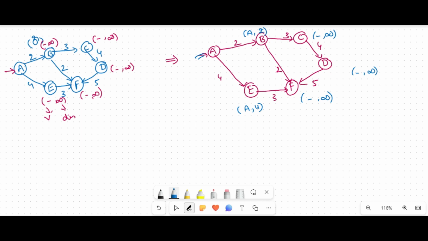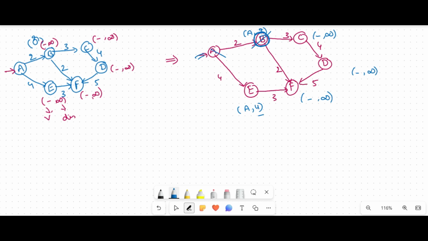Now see the distances. Here it is 2 units. Here it is 4 units. Which one is the shortest distance? 2 units. That's why we will visit this B vertex. First we have visited A. Next we will visit B. So we are visiting B.